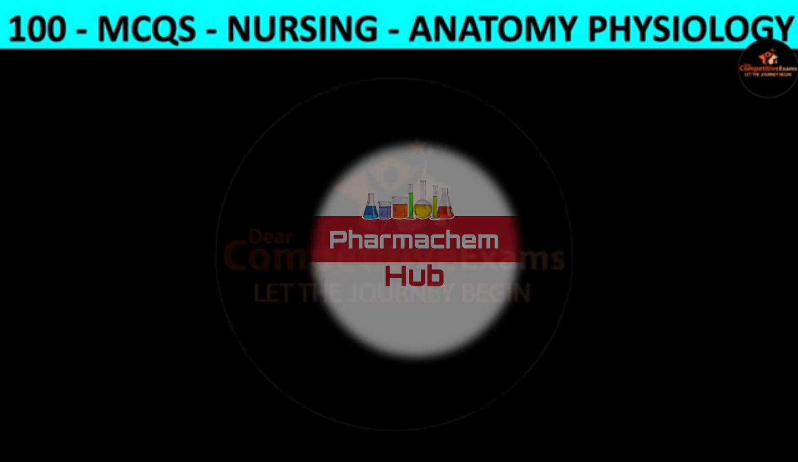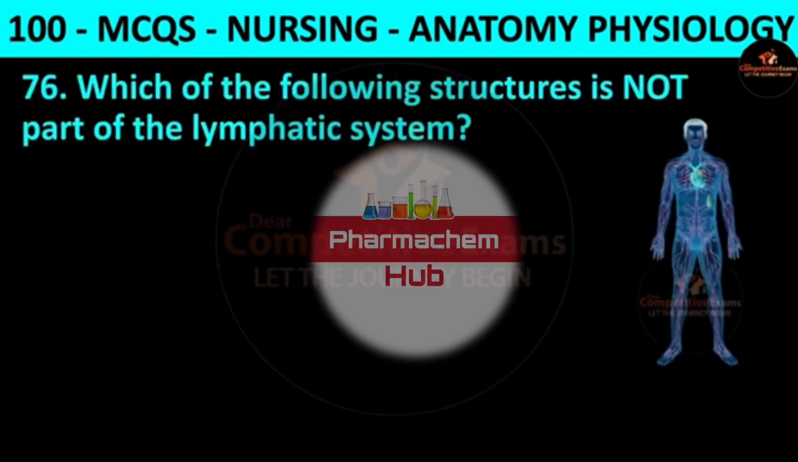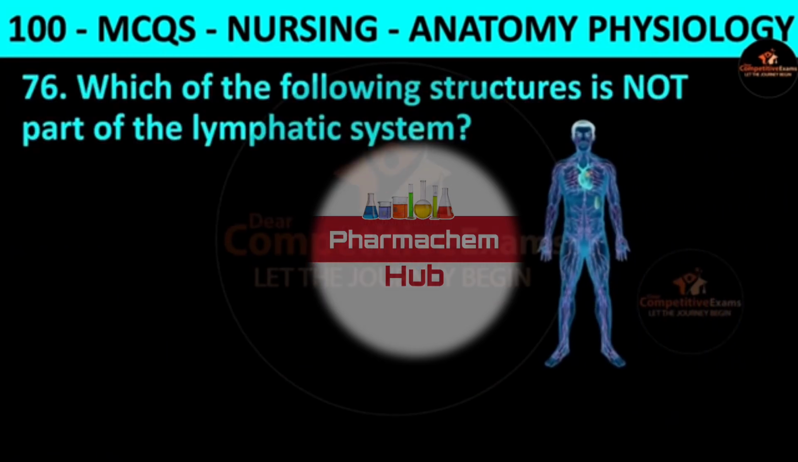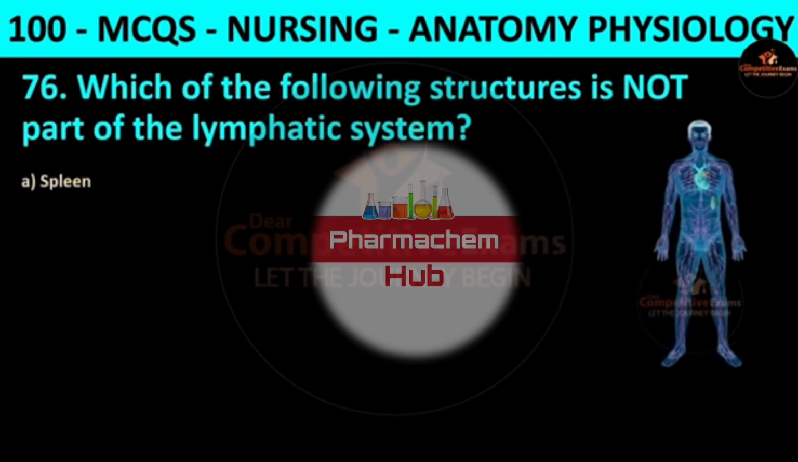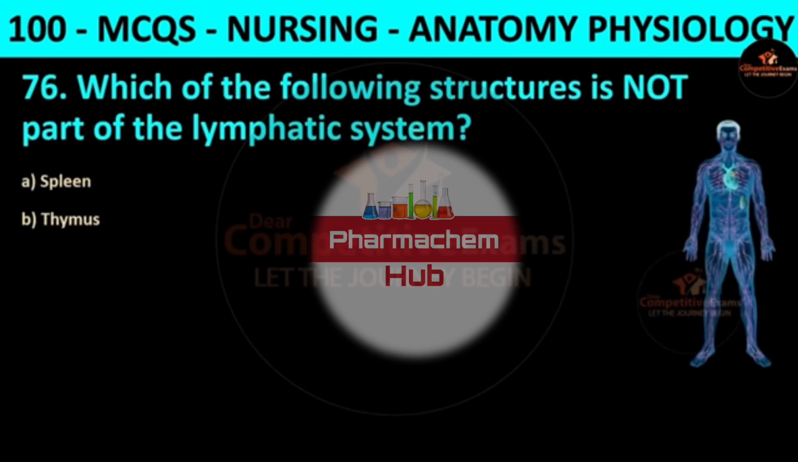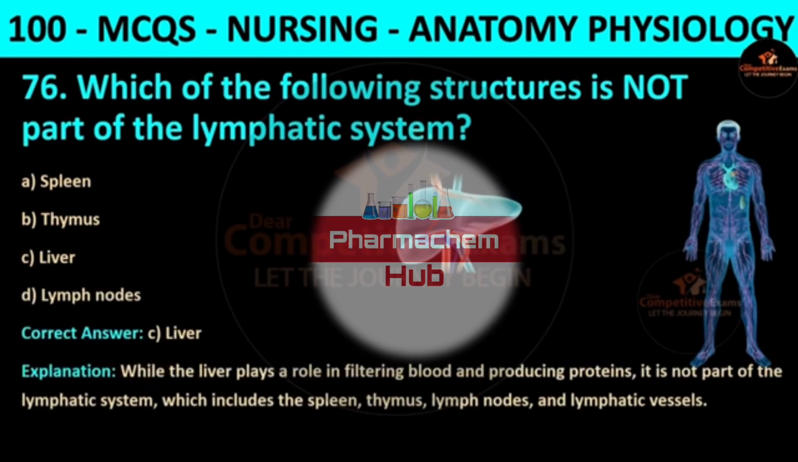Question number 75. Which of the following structures is not part of the lymphatic system? The options are: spleen, thymus, liver, or lymph nodes. The correct answer is C, that is liver. While the liver plays a role in filtering blood and producing proteins, it is not part of the lymphatic system, which includes the spleen, thymus, lymph nodes, and lymphatic vessels.